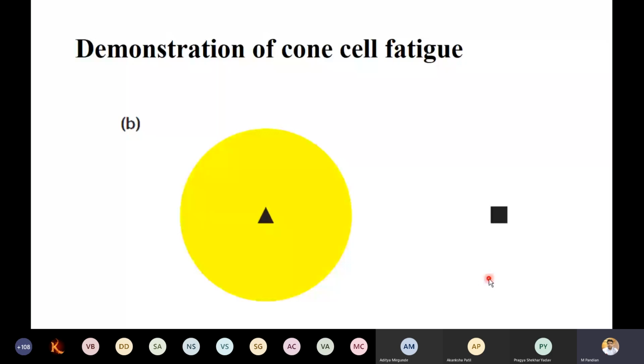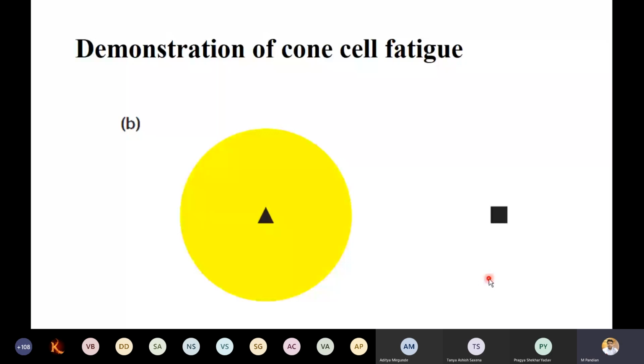What color did you perceive? Anybody? Blue, sir. Anyone? Red. Blue. Whatever color you perceive. Okay, you unmute your mic. I will tell you why it happens.